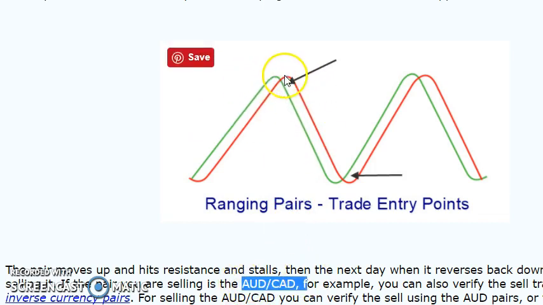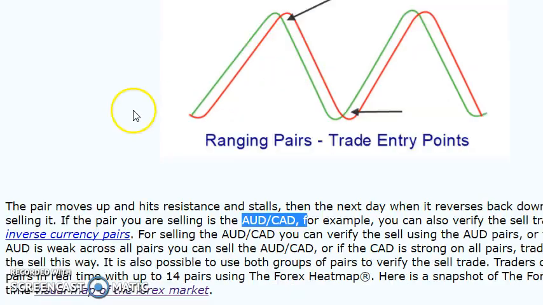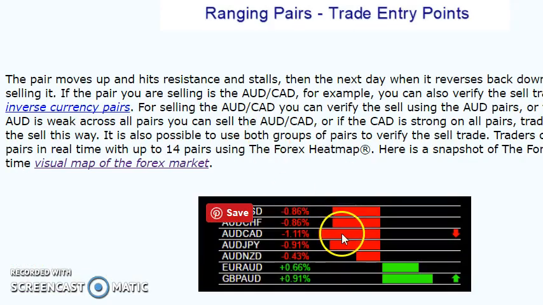Well, if you want to sell the AussieCAD right when the moving averages flip over, you can look to see if the Australian dollar is weak or if the Canadian dollar is strong. So you want to verify the entry on this sell. Well, you can go to our tool that's called the Forex Heat Map. You can click on the link right here and learn more about it.